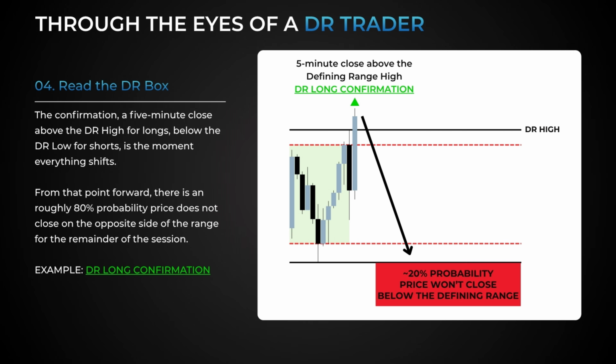Read it. The confirmation, a 5-minute close above the DR high for longs and below the DR low for shorts, is the moment everything shifts. From that point forward, there is a roughly 80% probability that price does not close on the opposite side of the range for the remainder of the session. This illustration shows a DR long confirmation.